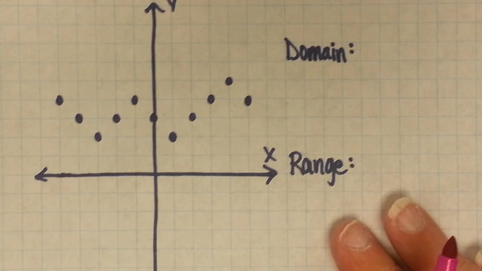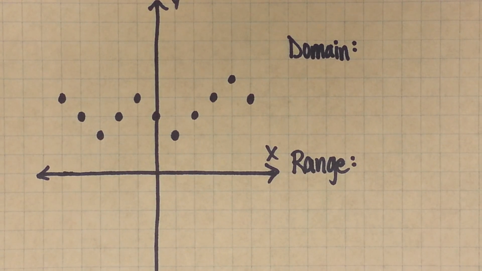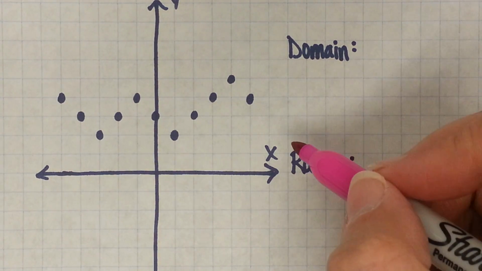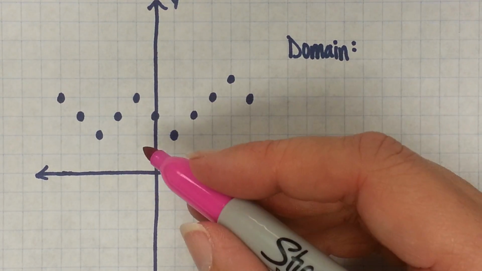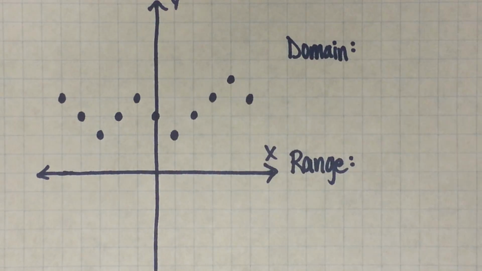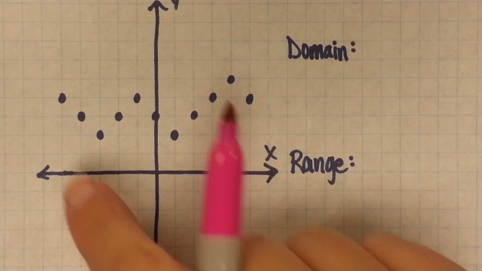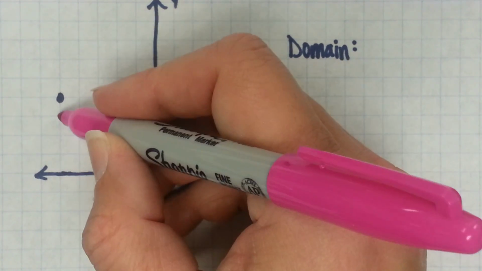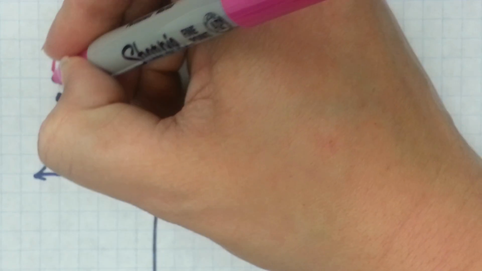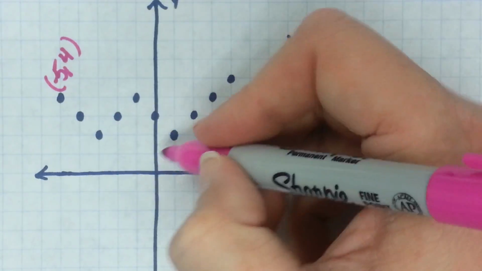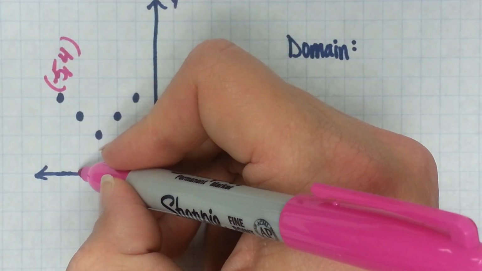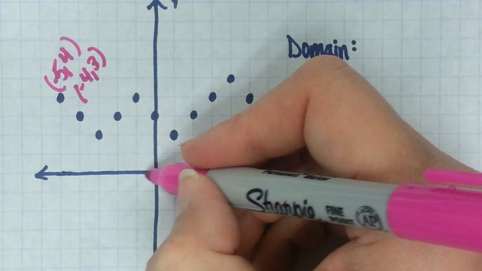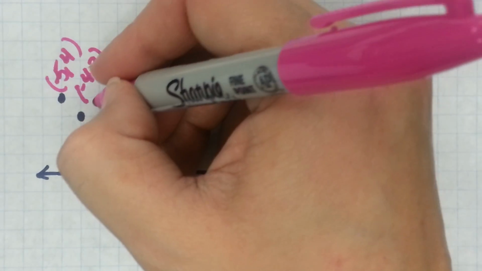Let's practice one more time. This graph kind of seems to have a pattern going on, but it is just points again. So let's list the coordinates of each one of those points. So this first one is -5, 4. This next one is -4, 3. Next one is -3, 2.